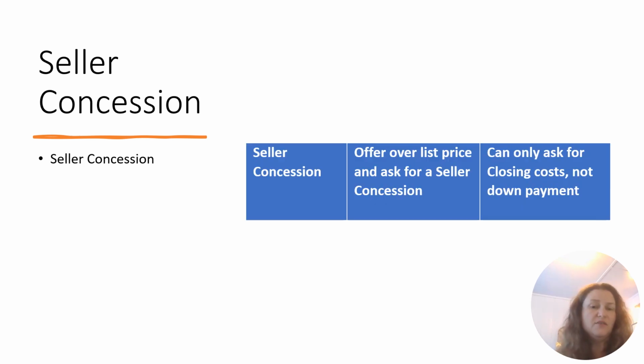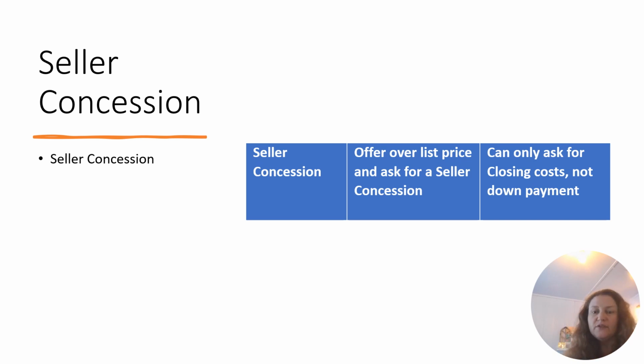Another thing you could do if you just don't have that down payment is get a seller concession. These typically work when houses have been on the market for a while and the seller is getting a little more encouraged to accept maybe not the perfect offer. And so with the seller concession, typically the offer is over list price and you ask for a seller concession back.